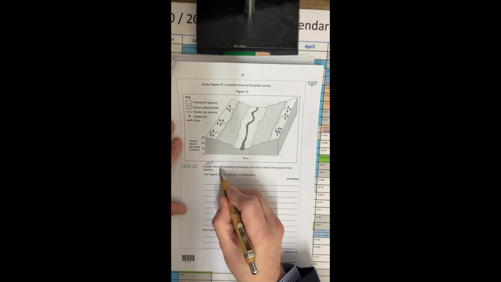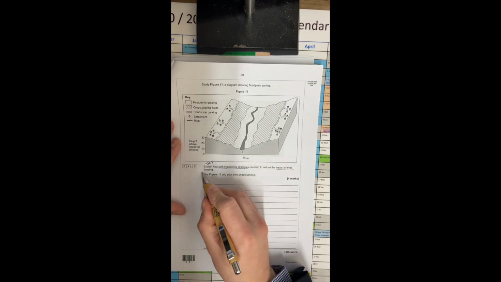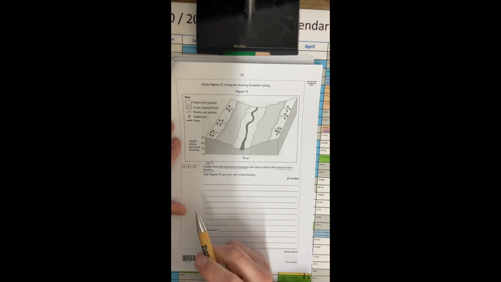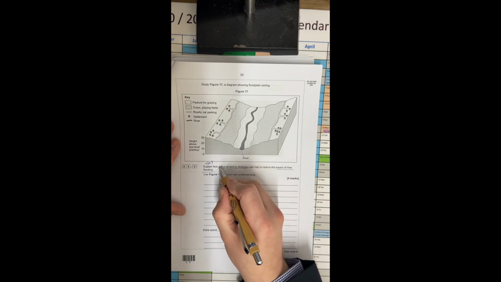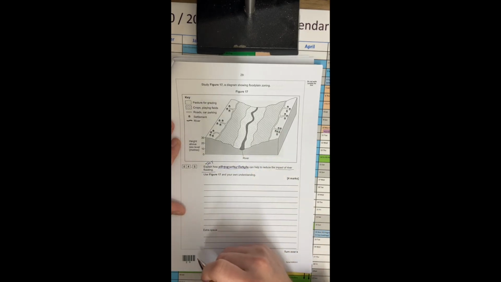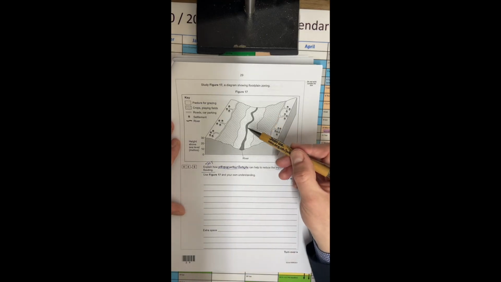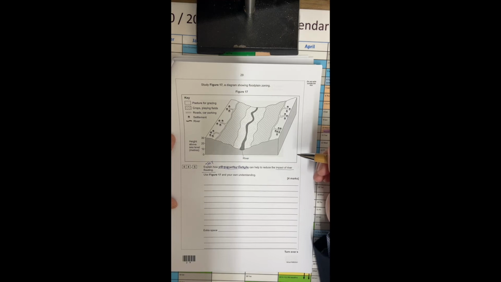Now, soft engineering strategies, impact of river flooding. If I was struggling with what soft engineering meant, I'd potentially cross it out. What can we do to reduce the impact of river flooding? Okay, so we've got a river here flowing, and they've used floodplain zoning here.